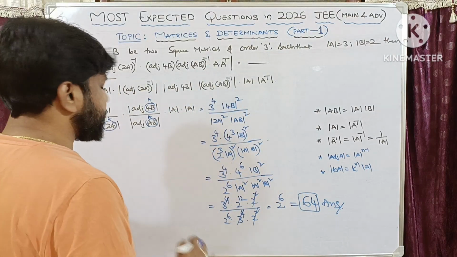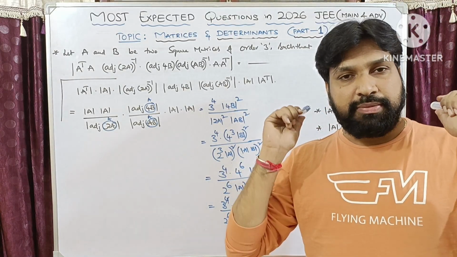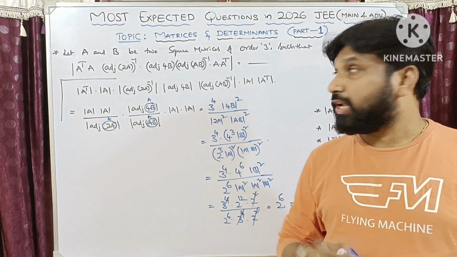So, friends, this is the logic. By using this concept, this kind of sums are very easy, very important. This is the most expected area in matrices and determinants in part 1, friends.